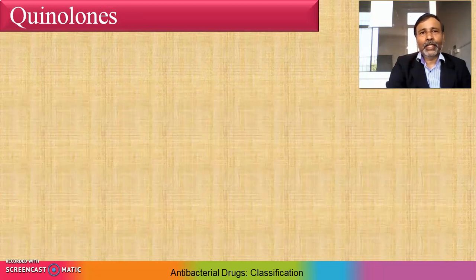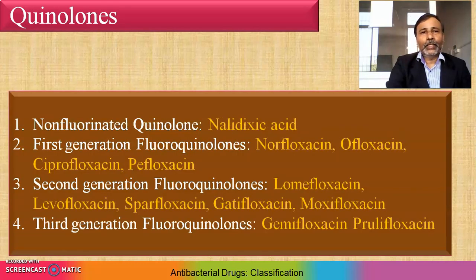Now let's move towards the next category, that is quinolones. Here, quinolones are categorized into first generation, second generation, and third generation. The most important thing is the first category, that is non-fluorinated quinolones. The example is nalidixic acid. Nalidixic acid doesn't contain fluorine, and the rest of the quinolones contain fluorine. That's why it is called non-fluorinated quinolone. Now first, second, and third generation depend upon their development.